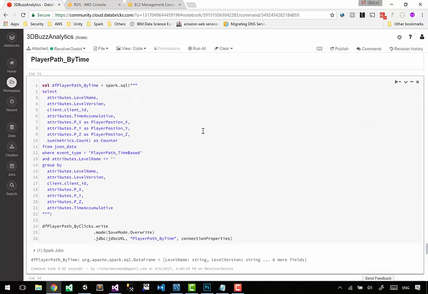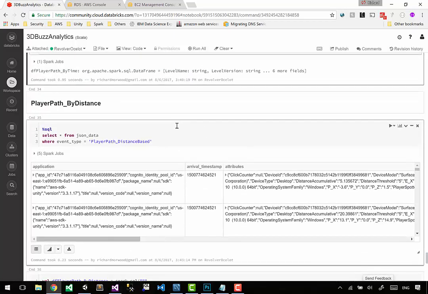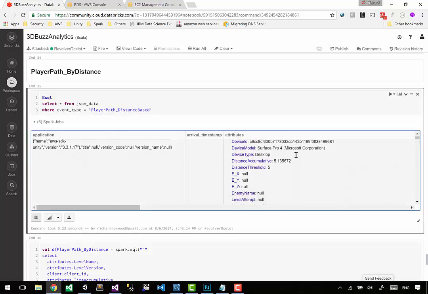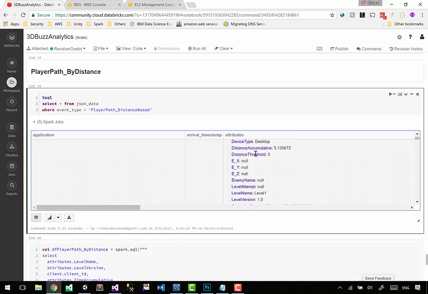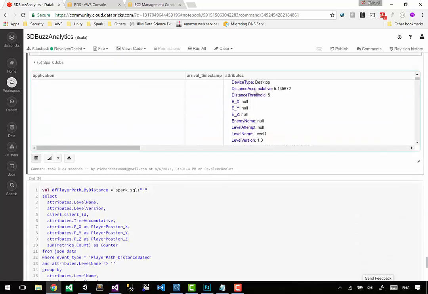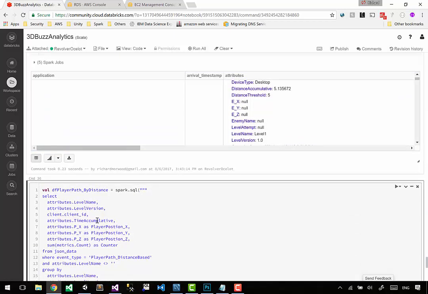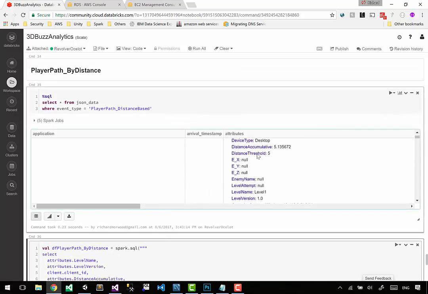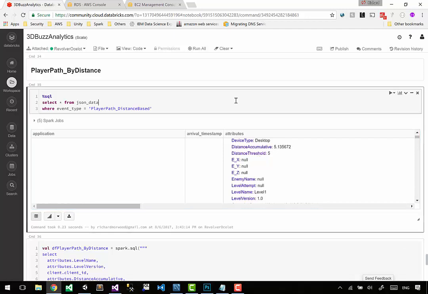Clean up. Go on. Should have given time for this one to run. We've already done the filter for distance based, so we look at the attributes and we will find in distance here threshold, distance threshold and accumulative. Let's take accumulative, get rid of time accumulative, put distance accumulative in the group by, and I don't know that we need the threshold. We were more just looking and capturing that because we could. Yeah. And I think that should be all we need for this one.